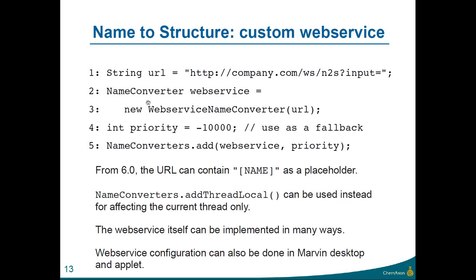Java classes. You could implement this, but this is a simpler way now, that you can call your own web service. You can use it in the GUI or in the applet, but you can also use it using the API. So here, let's look at this code. We define a URL, the location of the web service, which can take a name as input and which returns a structure.